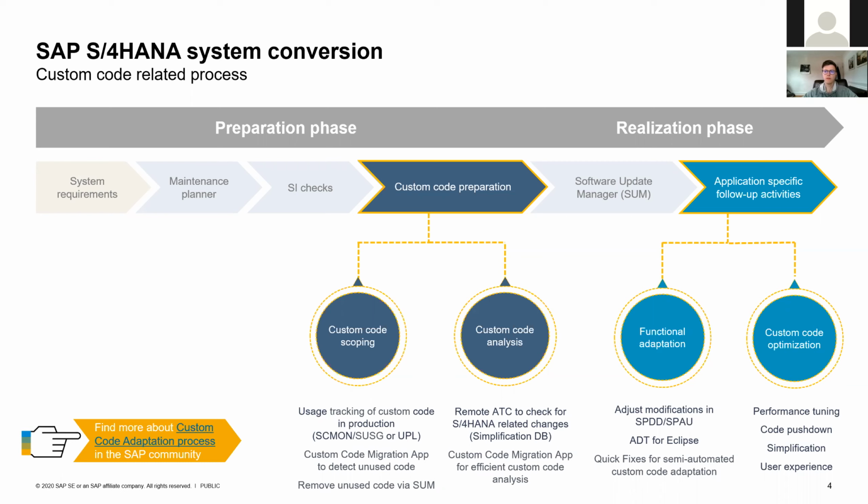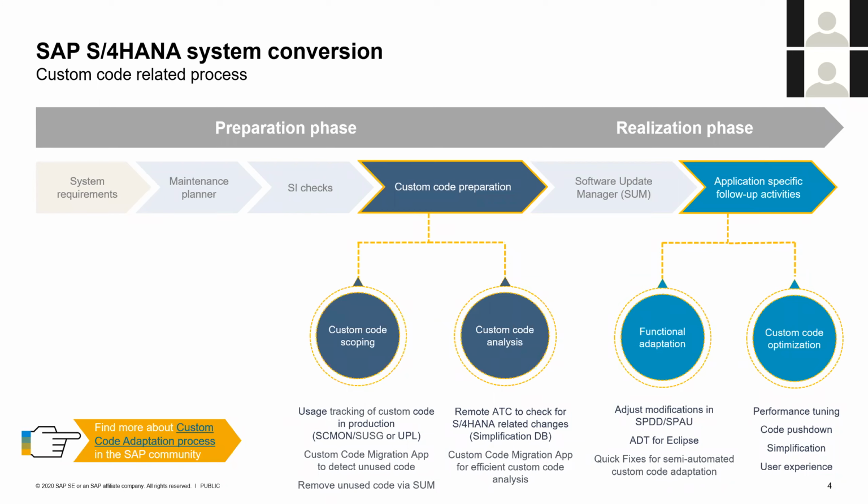You can upload the collected usage data to the custom code migration app, and the app will do the initial scoping based on this uploaded usage data. After that, you can of course adjust the scope manually. You can remove and add objects and so on. And then, after you are finished with the scoping, you can also delete and remove unused code from the system.